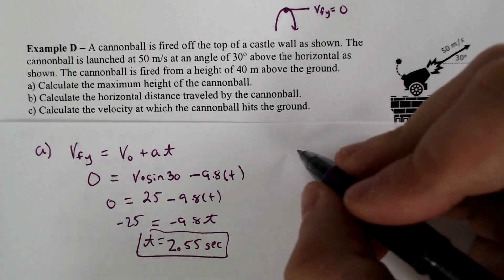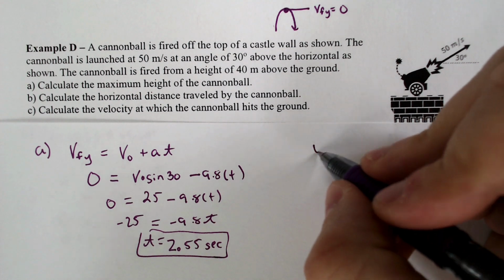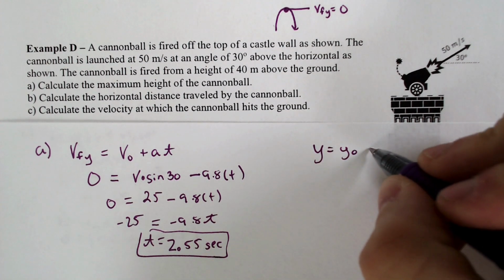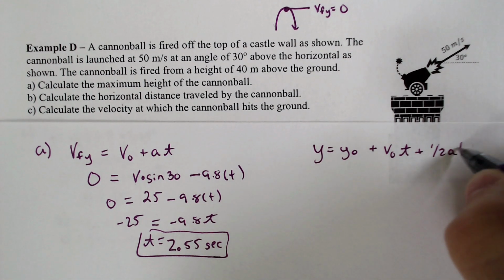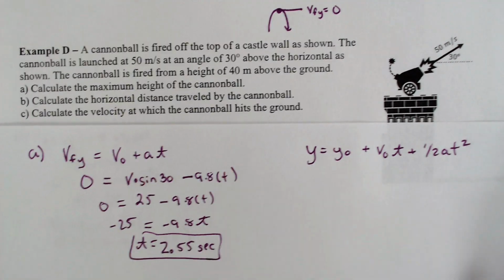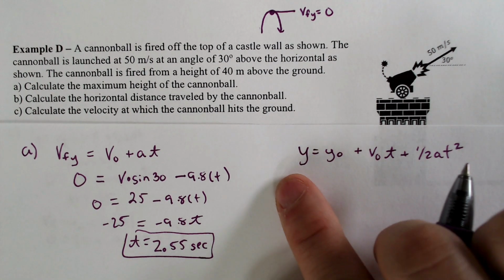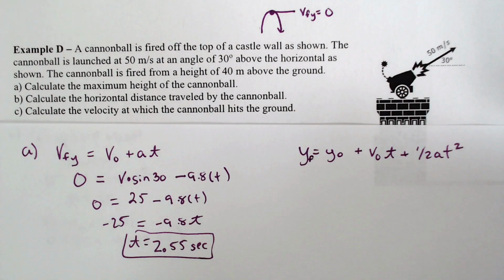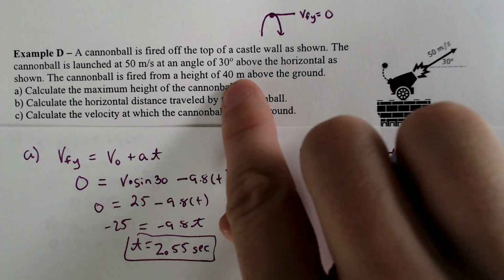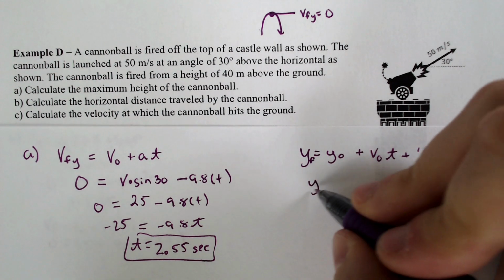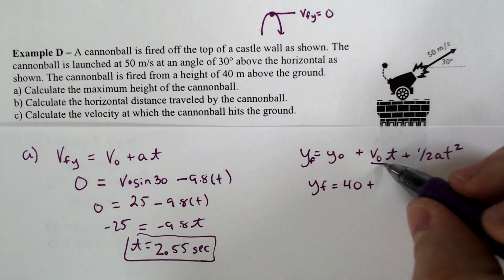So I would use this kinematic equation, which is y equals y sub 0 plus v0t plus 1/2 at squared. Then I solve for the actual height. So y final, you can put an F there for final, will equal the initial height. Well, what's the initial height? It was up 40 meters above the ground. So your final height would equal 40 plus your initial velocity times time.